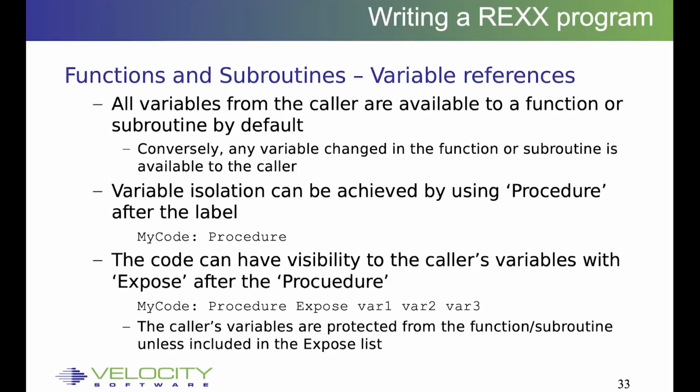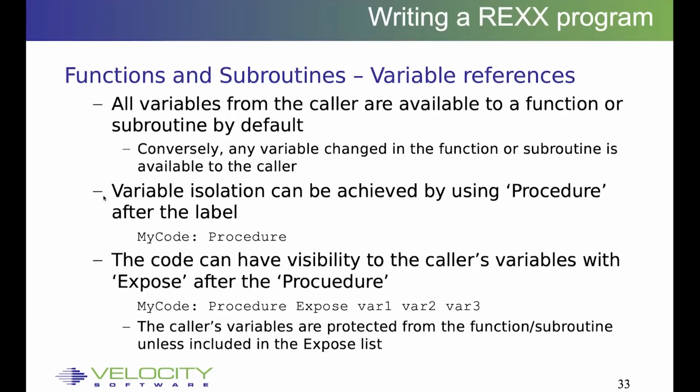And all that stuff that I just talked about is right here on this slide. All the variables from the caller are available to the function by default. If a variable is changed in the function or subroutine, it is available to the caller. That is without the procedure component in the label.